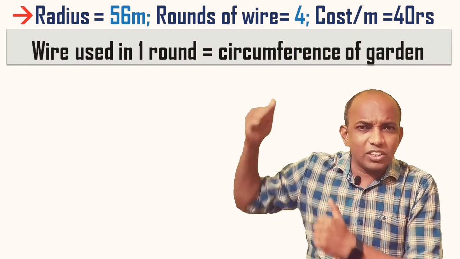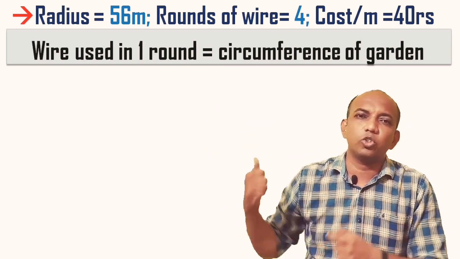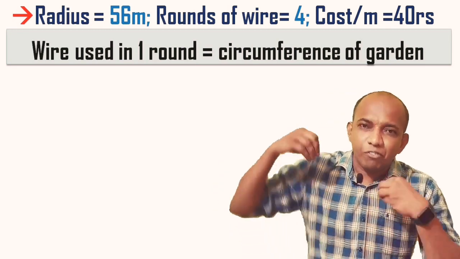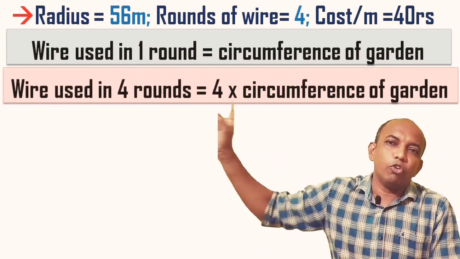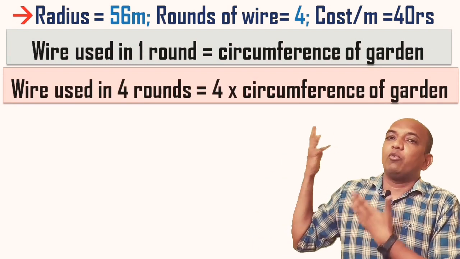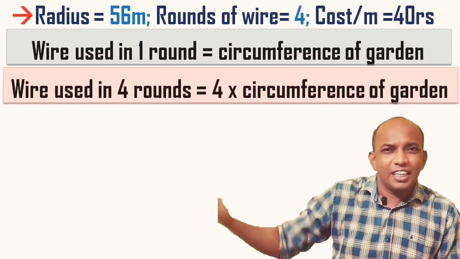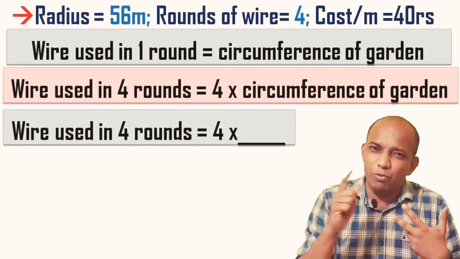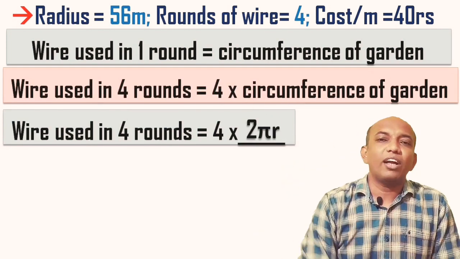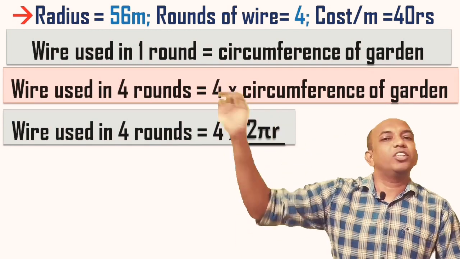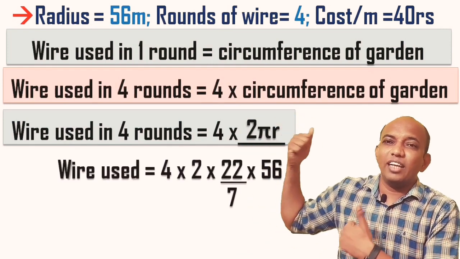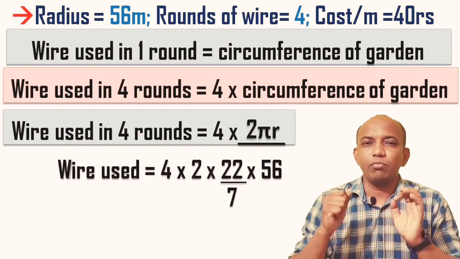So here we have, first of all, the property that we deduced or understood: wire in one round equals the circumference of a garden. After that, as there are 4 rounds of wire, we just have to multiply 4 into the circumference of that garden. So we have wire used equals 4 into, what is the formula for the circumference? Here in the question, radius is given, so of course we will utilize the formula in which a radius is there. What is the formula? Yes, it is 2 pi r. Now substitute the value. We have 4 into 22 upon 7, into 2, and then into the radius which is given as 56 meter, right?